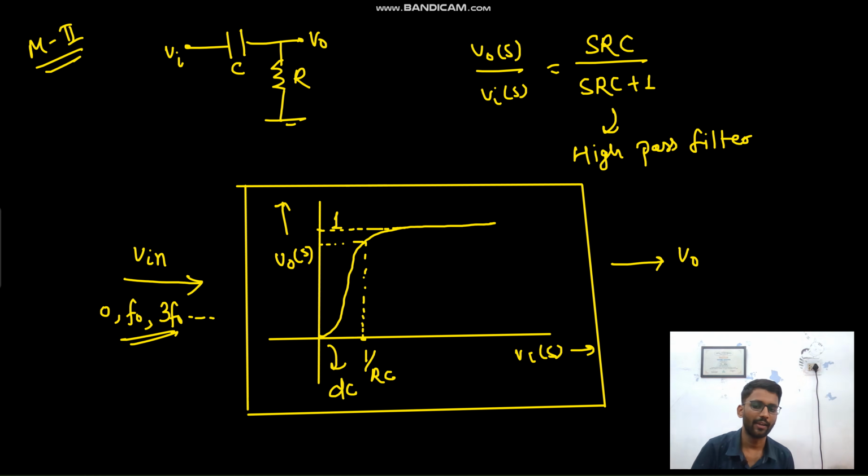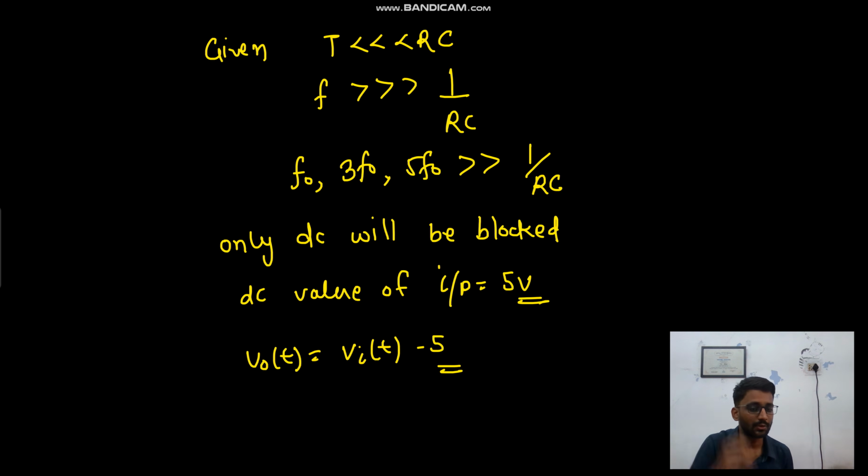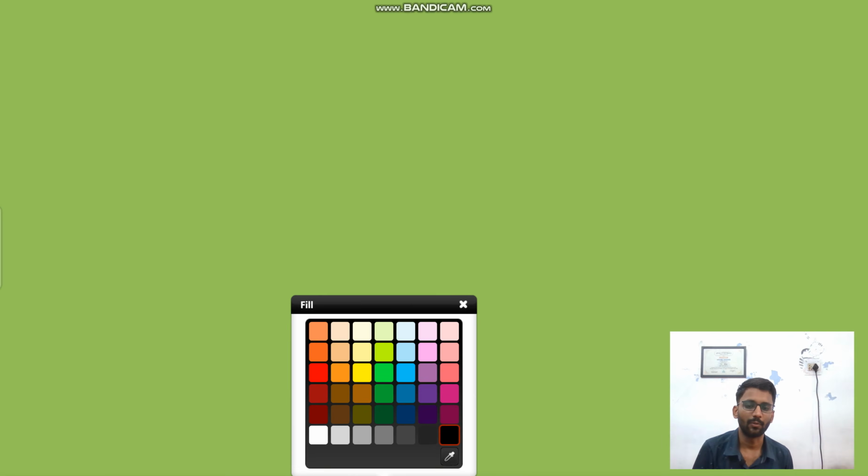These components F0, 3 F0, 5 F0 will come here, and here we will have DC, so this will be blocked. Only these components F0, 3 F0, 5 F0 will pass. So your output will be input voltage minus 5 volt. So what will be the output? The steady state output will be something like this.